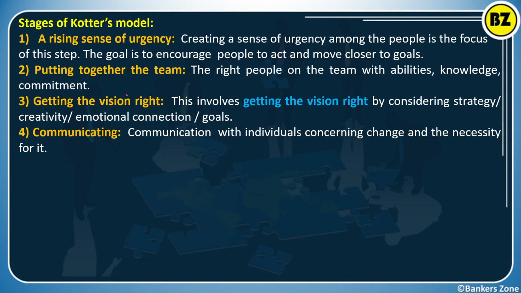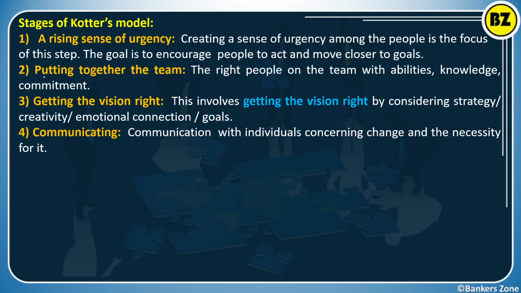Now, the Kotter change management model we are discussing, one by one, 8 phases we will discuss. First is what? Raising a sense of urgency means what? We have to create a sense of urgency among the people, the employees, which is the focus of this step. Create the urgency to need the change. The goal is to encourage people to act and move closer to the goal. So what is the purpose of this? Obviously people will realize that yes, we have an urgency for the change.